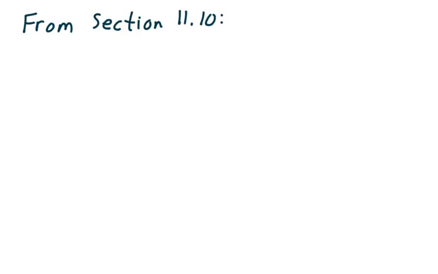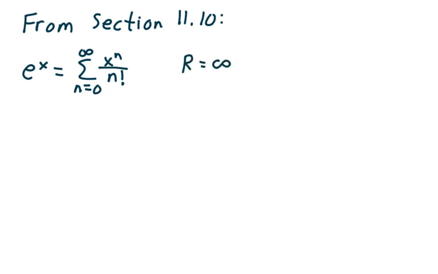This is a video from section 11.10. Recall, e to the x is equal to the summation from n equals 0 to infinity of x to the n divided by n factorial. The radius of convergence is infinity.